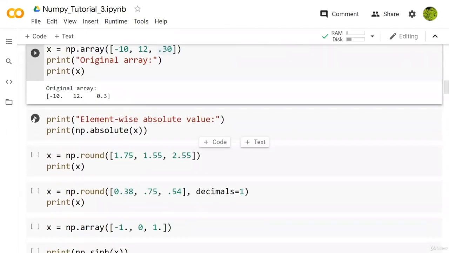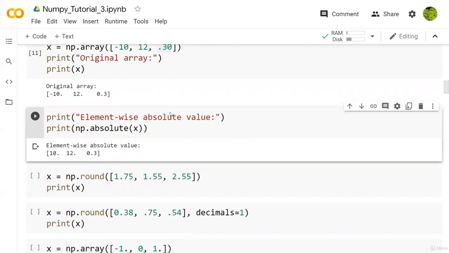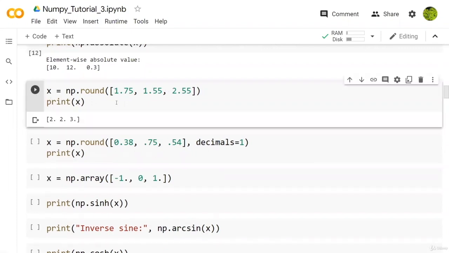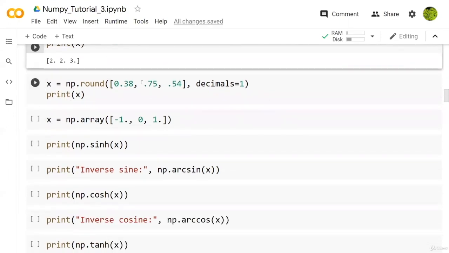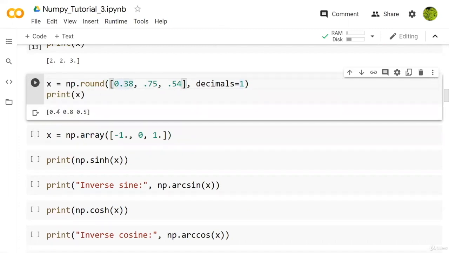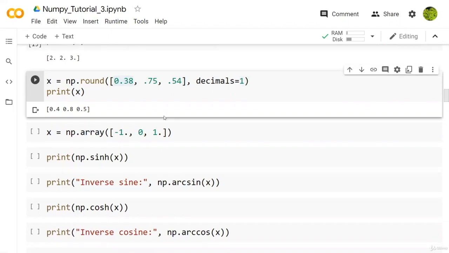Now suppose I take three values: minus 10, 12 and 0.3. This is the original array. I can find out the absolute value of that. Suppose I have the values 1.75, 1.55 and 2.55 and I just want to round them. That will give 2, 2 and 3. Suppose I have 0.38, 0.75, 0.54 and I want to round off to one decimal. After rounding off, only one decimal will come.